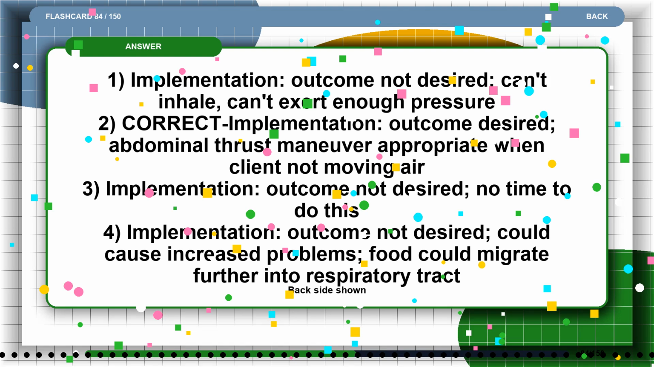The answer is 1. Implementation. Outcome not desired. The client can't inhale and can't exert enough pressure to correct the obstruction. 2. Correct implementation. Outcome desired. The abdominal thrust maneuver is appropriate when the client is not moving. 3. Implementation. Outcome not desired. No time to do this. 4. Implementation. Outcome not desired. Could cause increased problems. Food could migrate further into the respiratory tract.